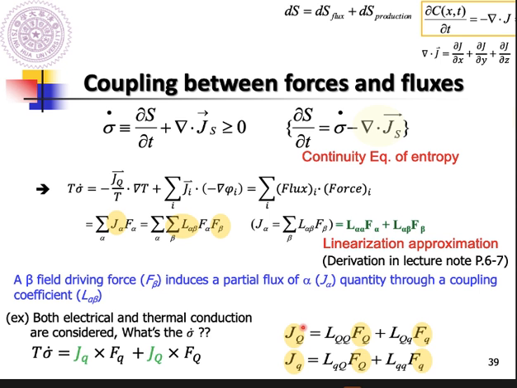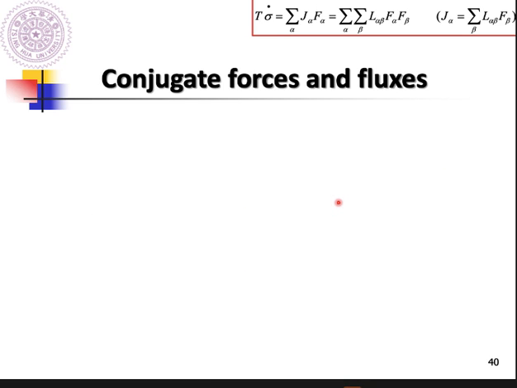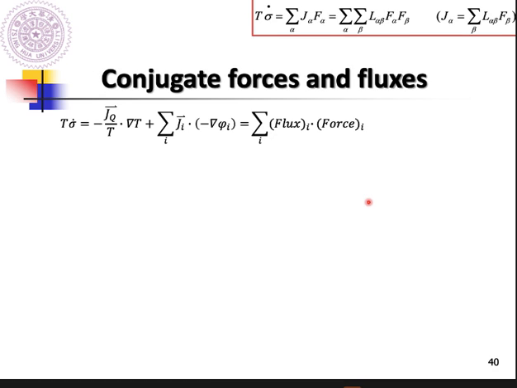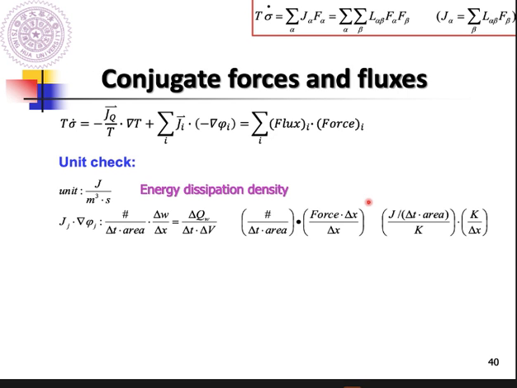So you can check the lecture notes to convince yourself that this equation is real and believable. That's one approach. The other approach to show you that this relationship really works is to do the unit check here. So how do we do the unit check? This is temperature times entropy production rate, right? So let's check the unit.